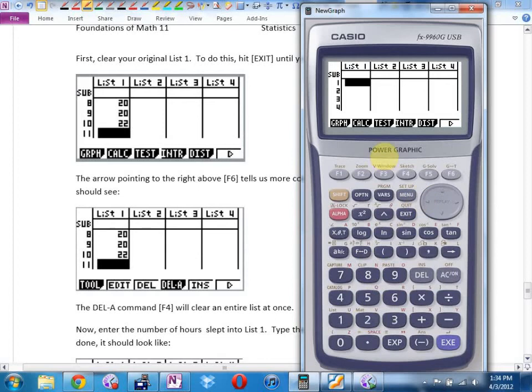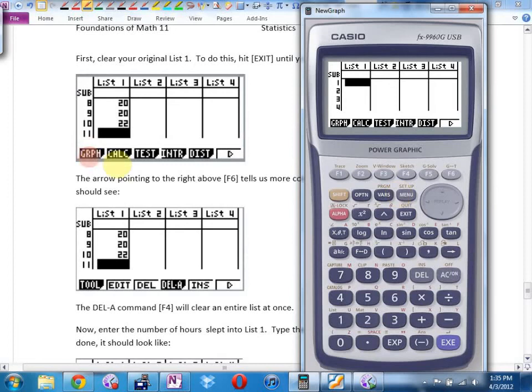To do that, hit exit until you get to this screen, until you get to the graph, calc, test, intra, dist. If you're already there, you're fine. Are you already there? Once again, if you fall behind on your graphing calculator, ask me right away. Don't ask me 8 minutes from now, so I have to re-explain all this. That's going to irritate me. I'm going to teach you how to delete the list.